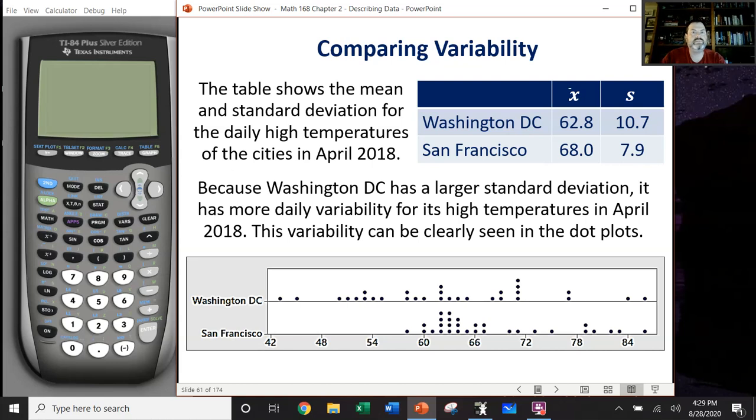San Francisco, S is smaller, there's less variation. And you can see that there's less variation in the dot plots. So the two go together, right? If the dots are more tightly clustered together, S will be smaller. If the dots are more spread out, S will be bigger. It's that simple. And that's all you have to use it for.